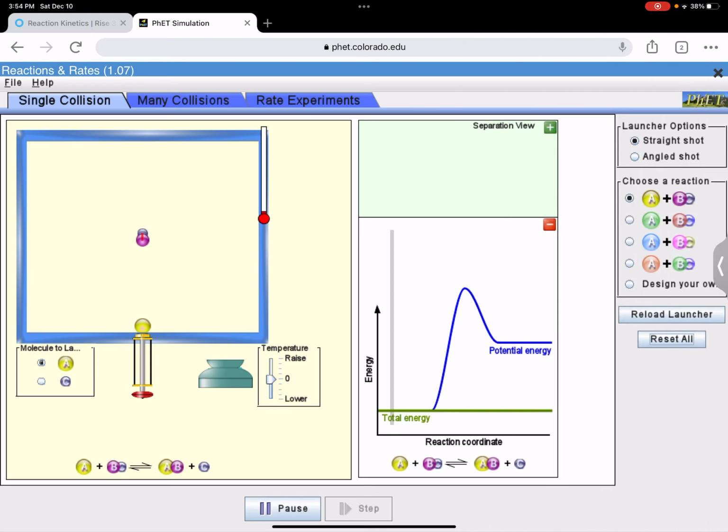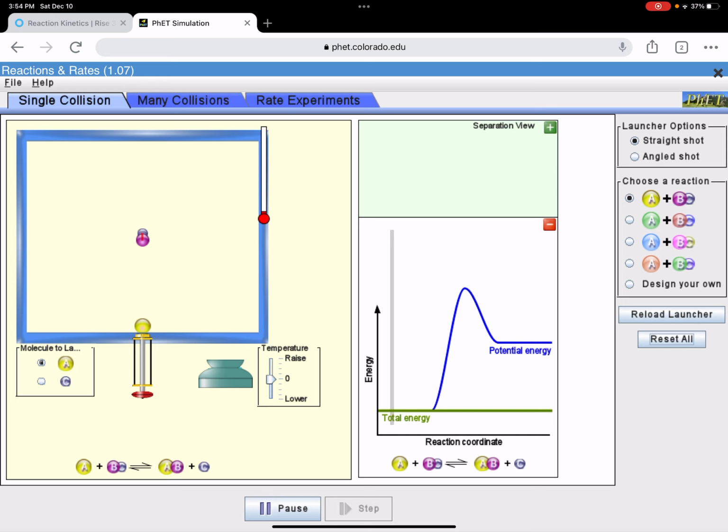So I'm going to come over here and look at this right here. So this is going to be a single collision. And what I'm hoping that you're going to be able to see is that when you collide molecules, just the collision itself isn't enough. It has to be at the right orientation, and it also has to be with enough energy. Before I start it, notice this middle section.